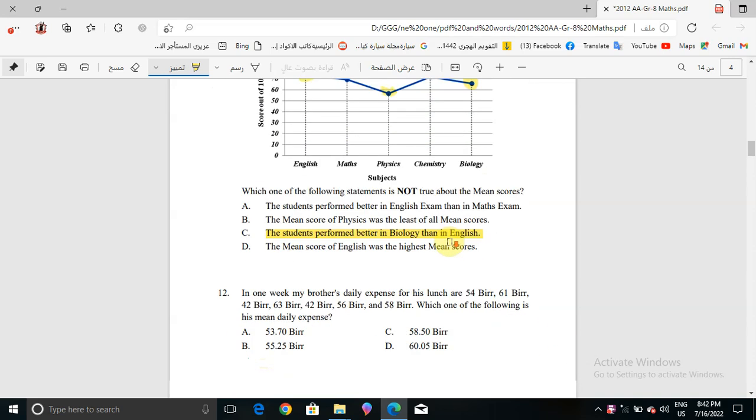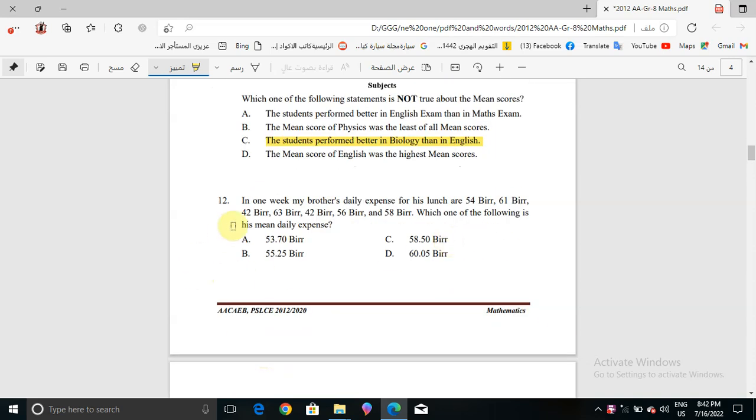Okay, now let's see question number 12. In 1 week, my brother's daily expenses for his lunch are 54 birr, 61 birr, 42 birr, 63 birr, 42 birr, 56 birr, and 58 birr. Which one of the following is his mean daily expense?